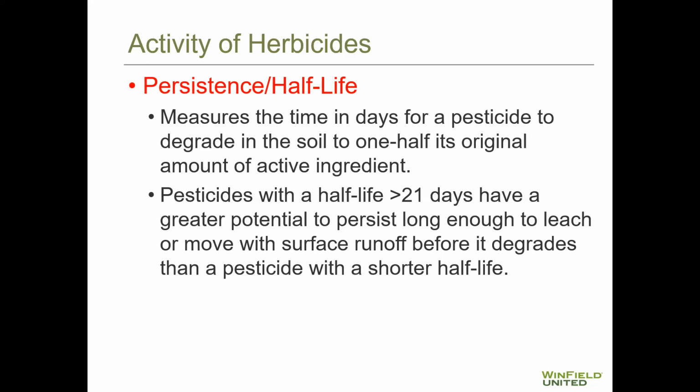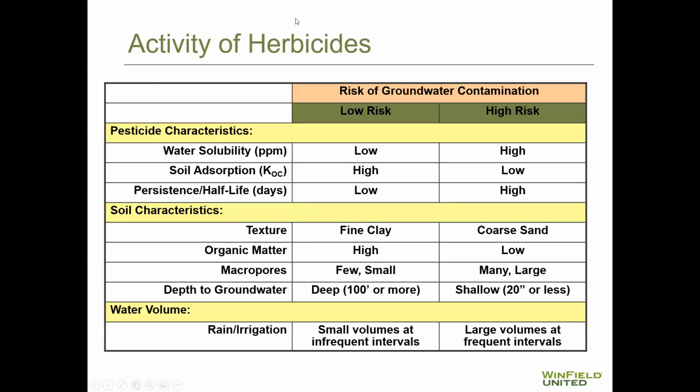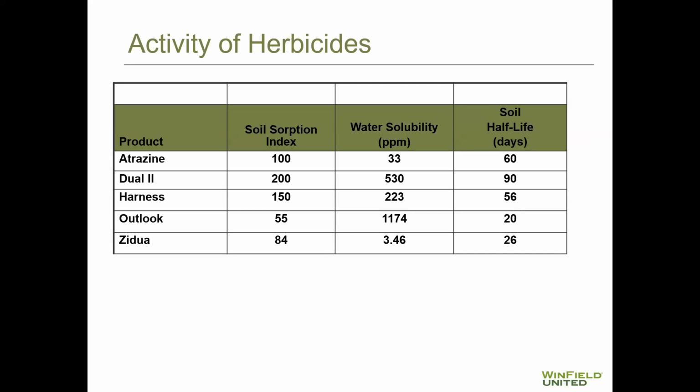Okay. Remember, it's a combination of these three things: the absorption, the water solubility, and the persistence that determines how active that particular herbicide is going to be in the soil. Now, as far as risk for groundwater contamination, you guys can go through and look at each one of these categories and determine which one would indicate a higher risk to groundwater contamination. Okay, but I'm going to skip and go to this slide here because I think this one's interesting. Remember, it's a combination of all of these.